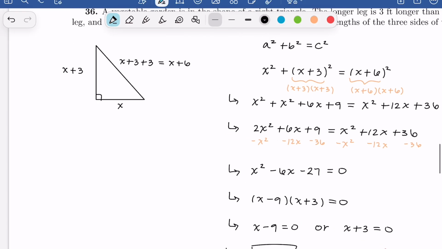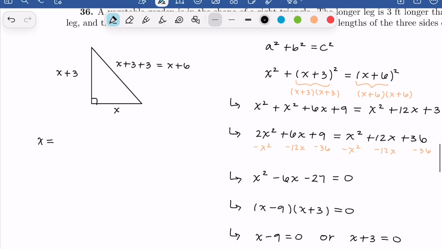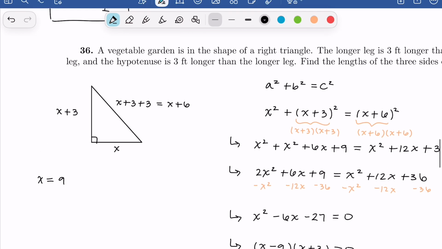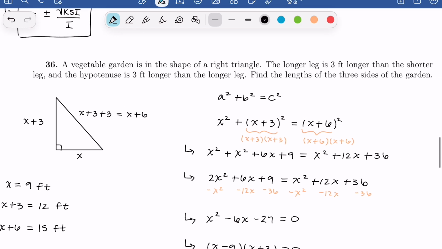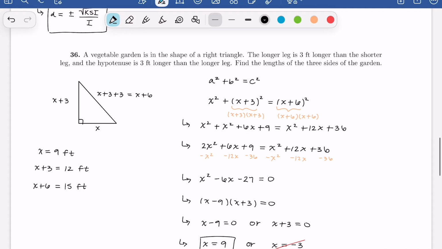So this tells us that the length of the shorter side is going to be 9, and in this case, our units are feet. The length of the longer side, which is x plus 3, is going to give us 12 feet. And then lastly, the length of the longest side, the hypotenuse in this case, is going to be 15 feet. All right, so that's how we would solve this using our quadratic equation.